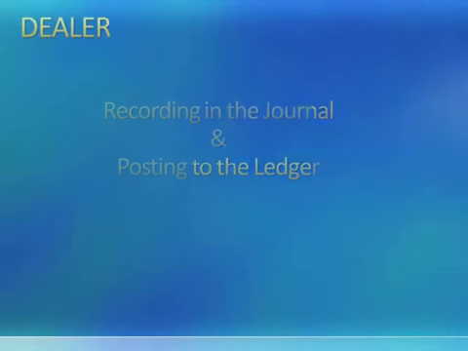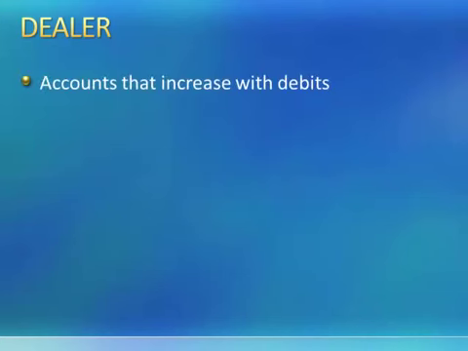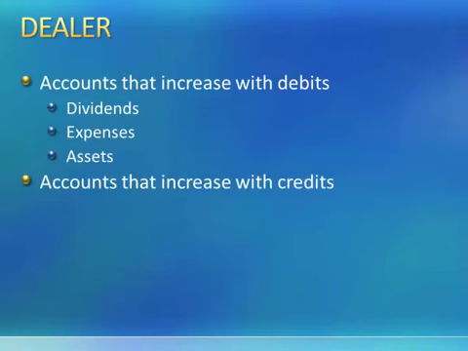Let's get started. Let's first review our acronym from the last module, DEALER, D-E-A-L-E-R. The accounts that increase with debits are dividends, expenses, and assets. Accounts that increase with credits are liabilities, equity, and revenue. In order to move forward, we have to commit this to memory.